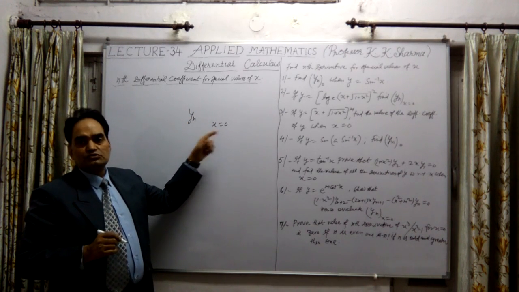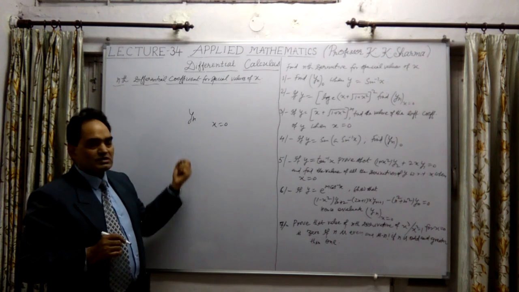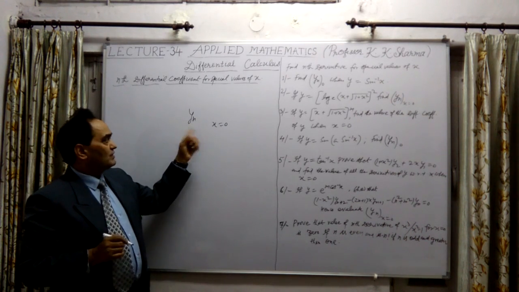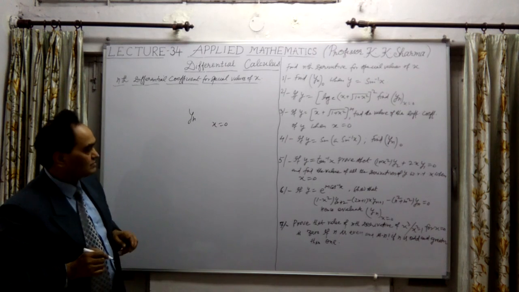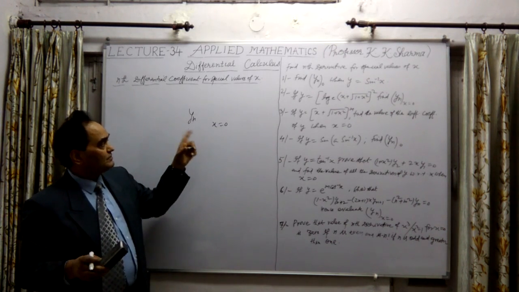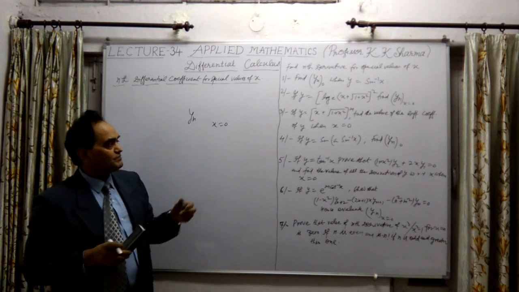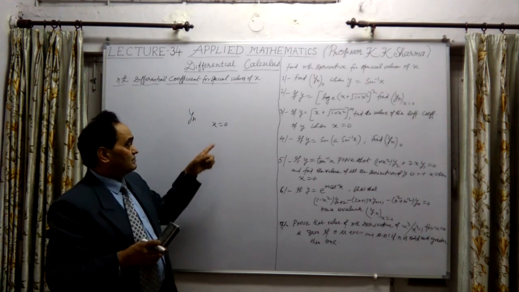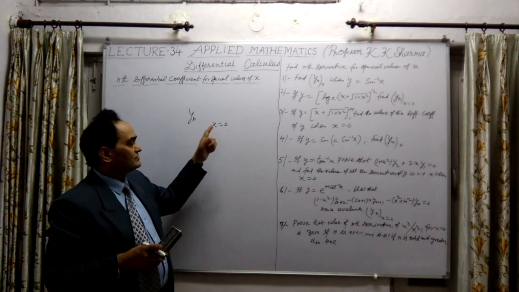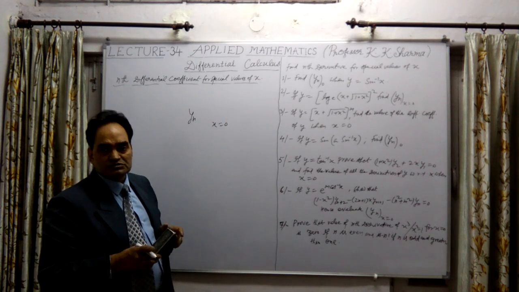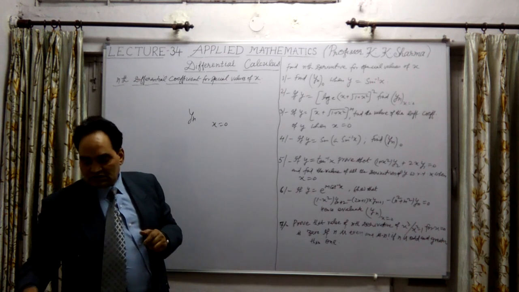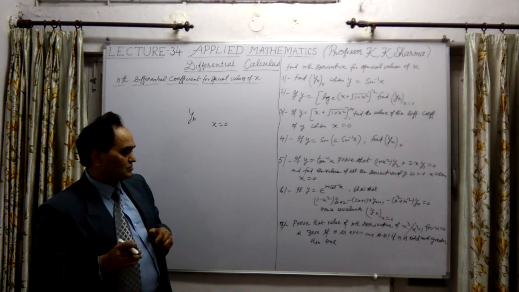That means at x equal to 0, we have to find the different values of yn, y1, y2, y0, etc., or yn(0). In such cases, we have to find the value of that function at x equal to 0. So these are some questions which I have taken here, and I'll clarify how this kind of questions are solved.